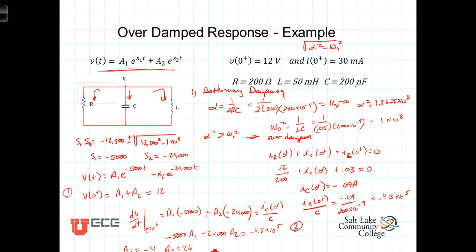And we now can write our final equation that we've been looking for, V as a function of t, is equal to A1, which is negative 14, e to the minus 5,000 t, plus A2, 26, e to the minus 20,000 t.